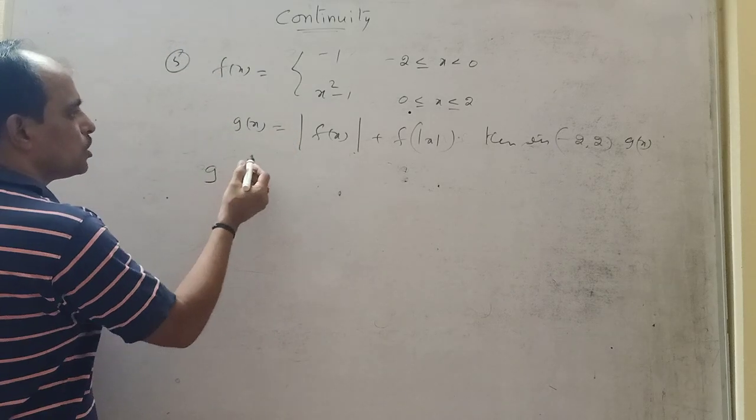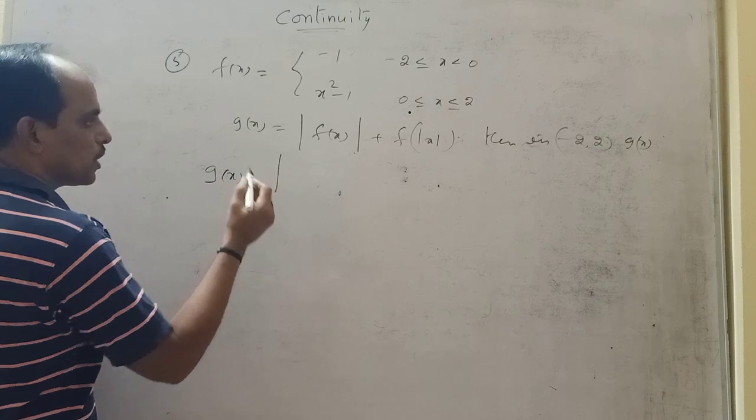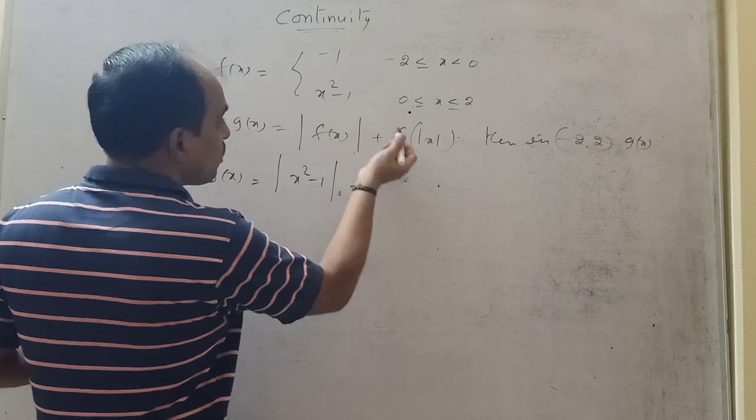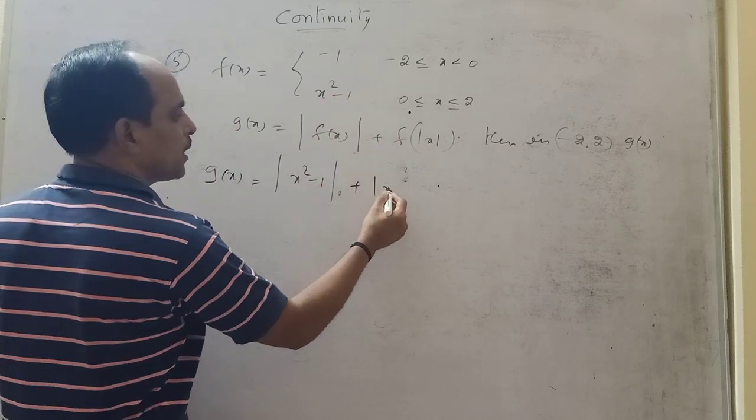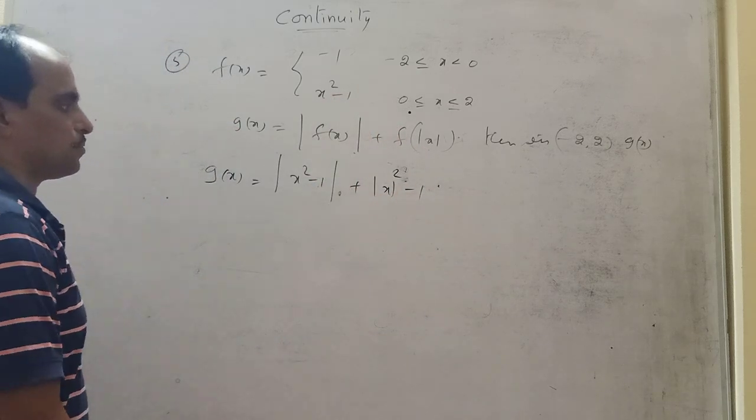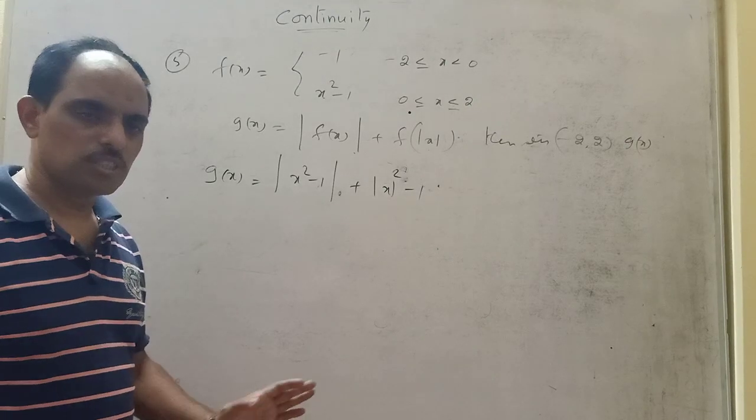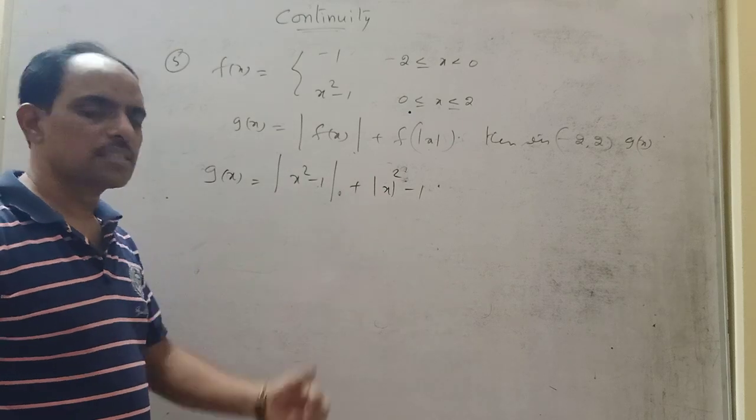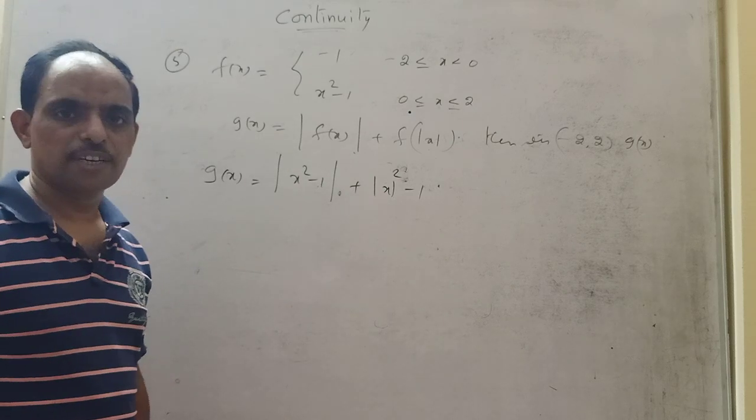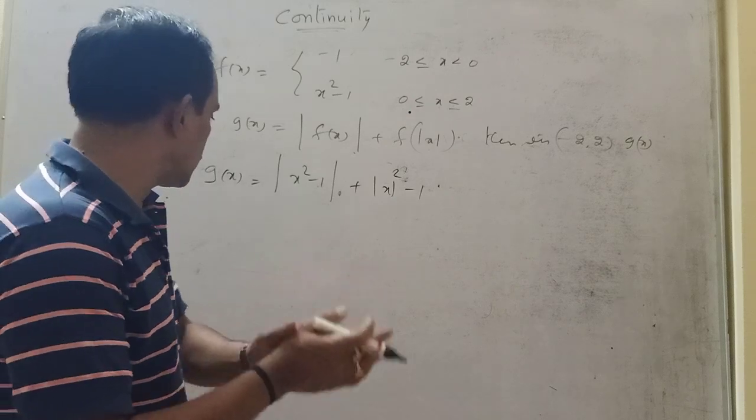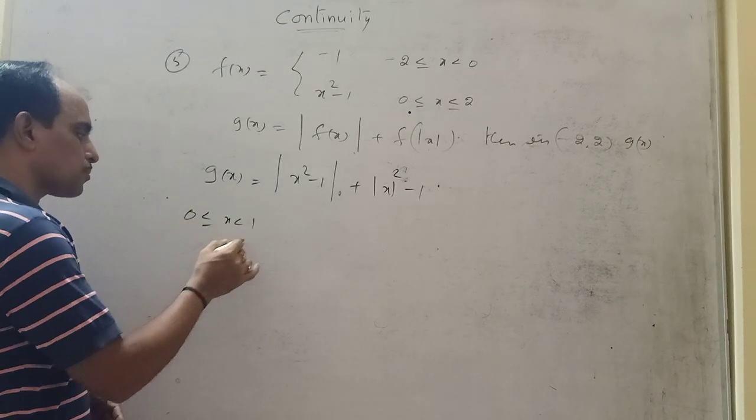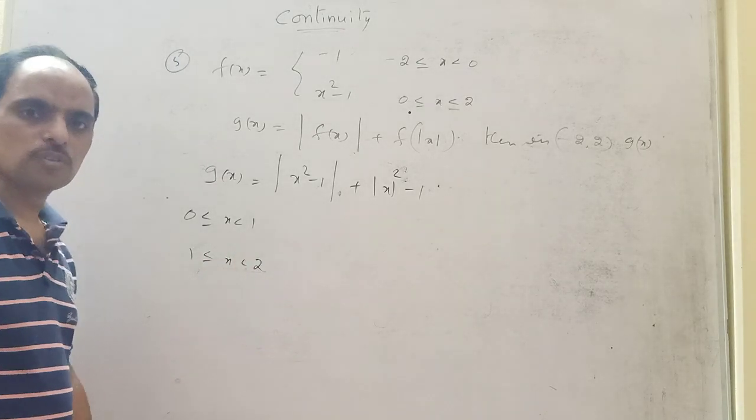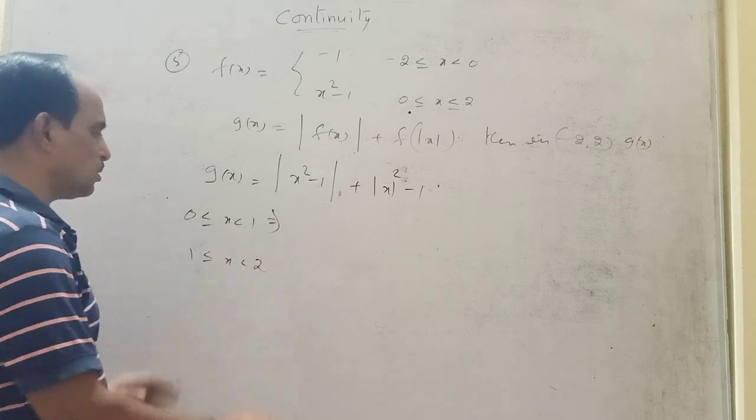0 to 2. So g of x is equal to modulus of f of x means x square minus 1 plus f of mod x, that means we have to write mod x square minus 1. Is it clear? Now this is the question. Now we have mod x is there and modulus of x square minus 1. So we have to take two cases. One is in between 0 to 1 and another case 1 to 2.